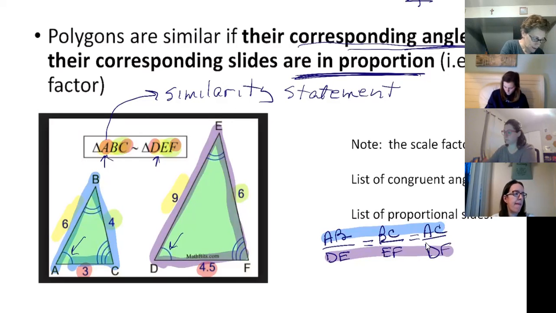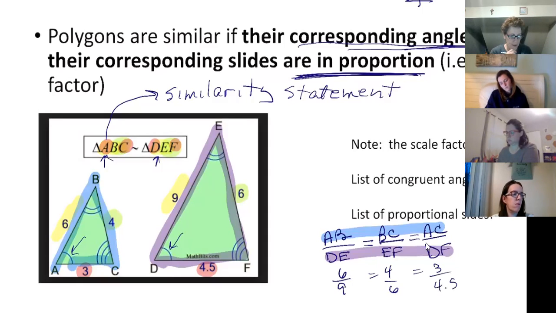So AB was 6, and DE was 9, and BC was 4, and EF was 6, and then AC was 3, and DF is 4.5. So these fractions all are equivalent. Now, sometimes it's hard to see if they're equivalent because they look so different. But what's nice is if you put them in your calculator, you will get the same exact decimal value. And sometimes that is the quickest way to check it.